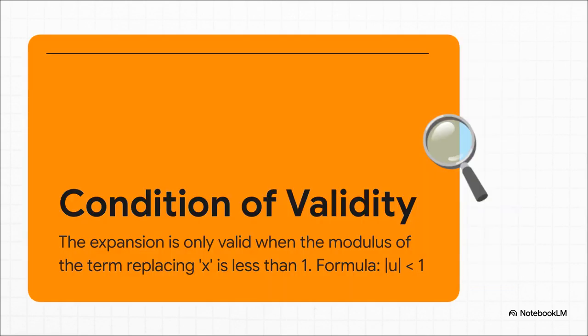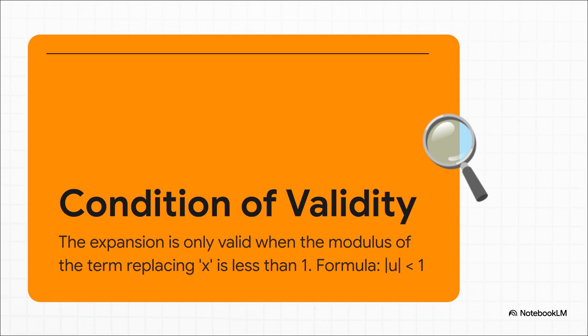And this leads us to a really simple but incredibly powerful rule. Whatever that term is in the u position of our (1 + u)^n formula, its modulus, which is really just a fancy way of saying its absolute value, or its size without any negative sign, has to be less than 1.